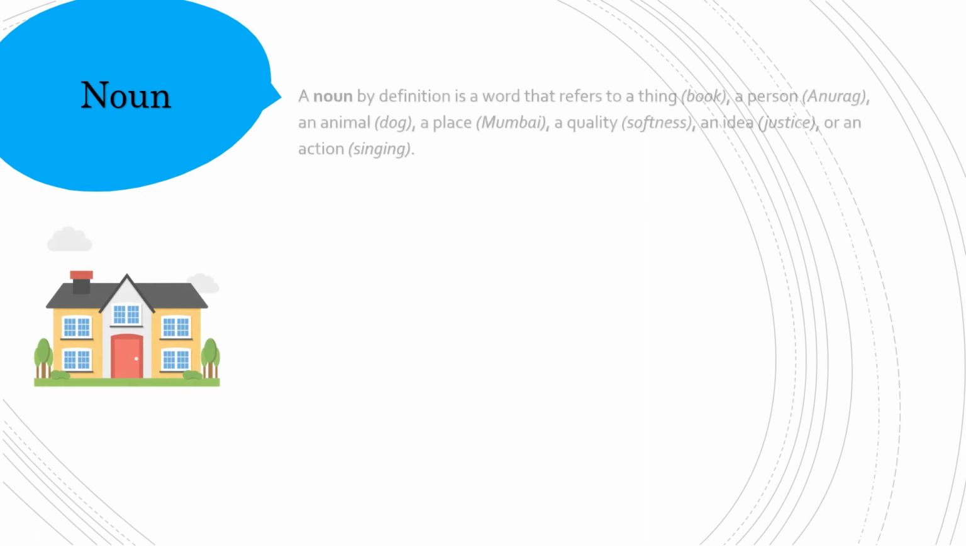Noun. A noun by definition is a word that refers to a thing: book; a person: Anurag; an animal: dog; a place: Mumbai; a quality: softness; an idea: justice; or an action: singing.